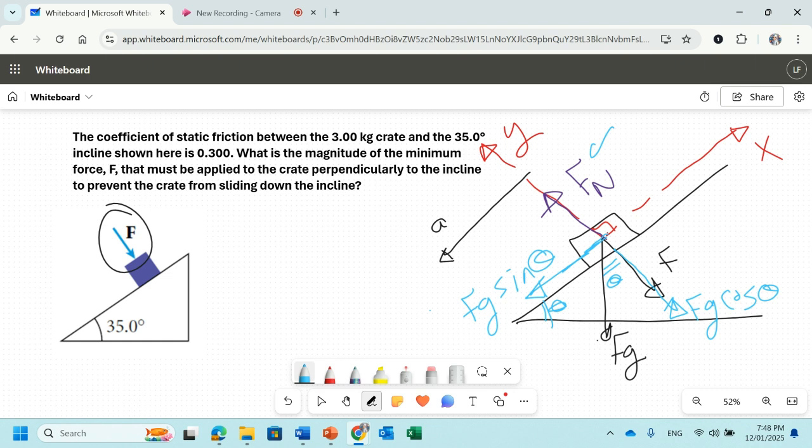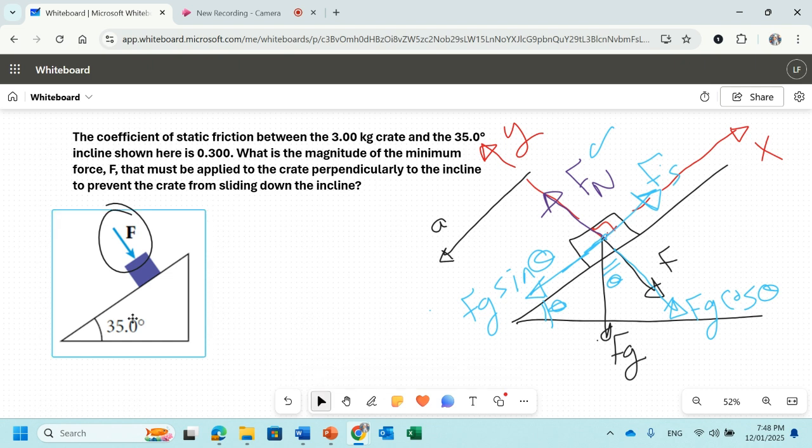Since the direction of motion is down, opposite to the direction of motion I should have a friction, and the type of friction here is a static friction. The object is not moving. Static, the object is not moving or is about to move. So this one I have Fs.